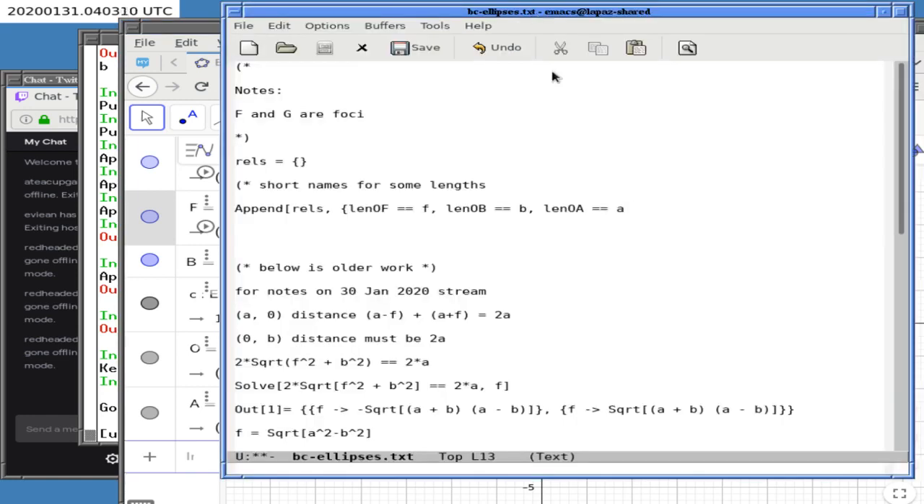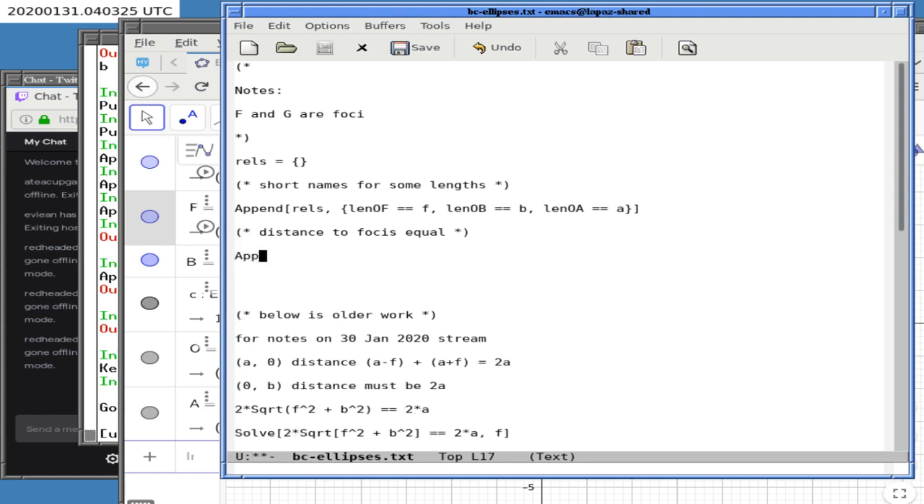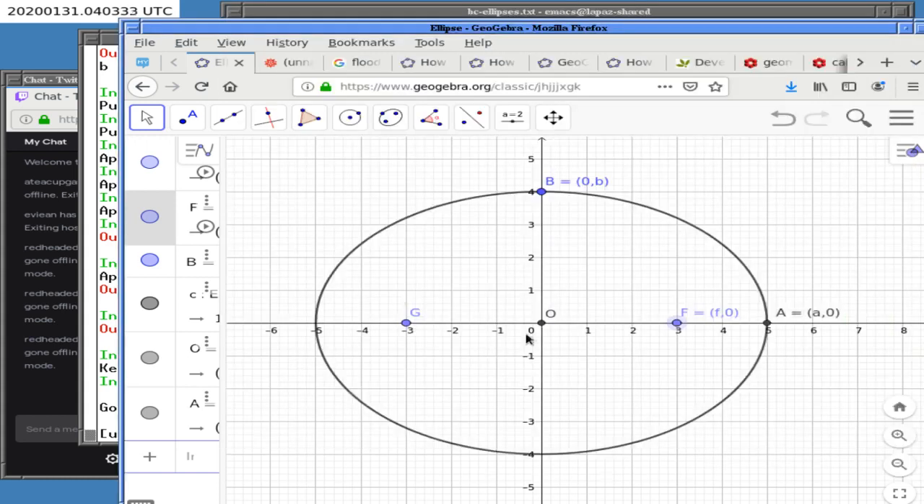And now the first thing that's actually, distance to foci is equal. So this is the first time we're going to say something vaguely interesting, and that's going to be len OF equals len OG. That is, we're just saying that this length from O to F is equal to O to G. Not a huge deal. Okay, so now we need to start saying things like, I hope the word norm is defined here.